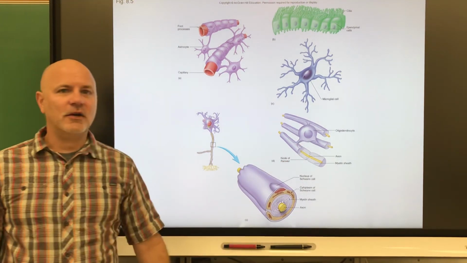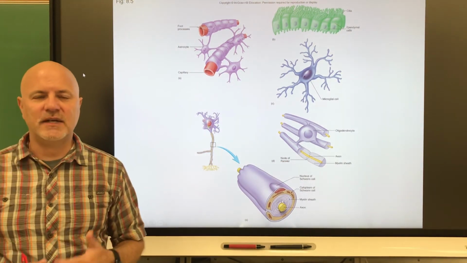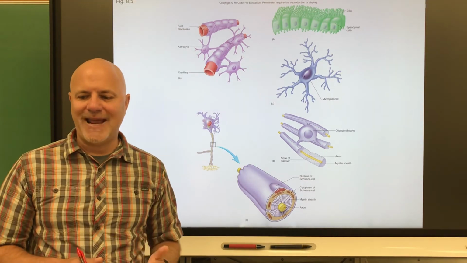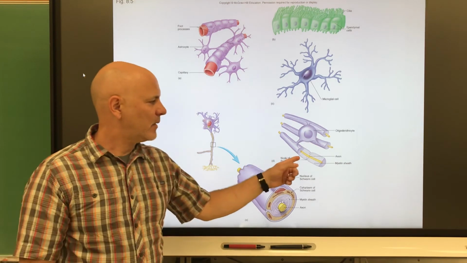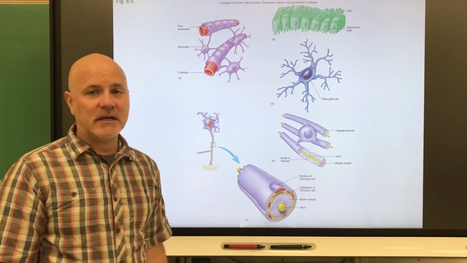Lastly are these guys here, oligodendrocytes. Oligodendrocytes are cells that provide a myelin sheath around axons in the central nervous system. Okay, so they put myelin around axons.